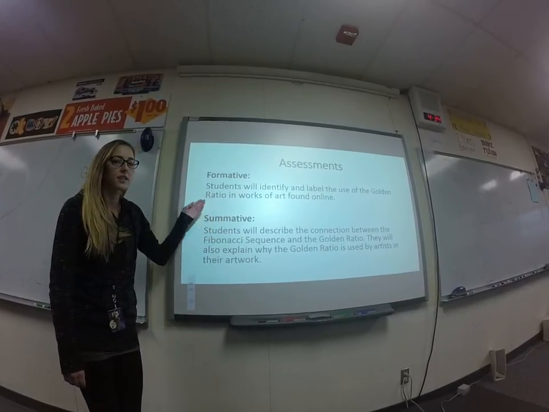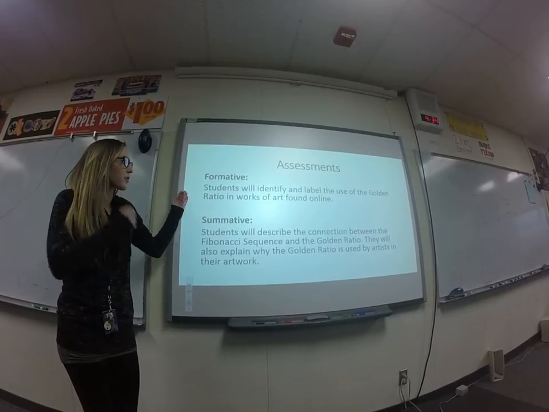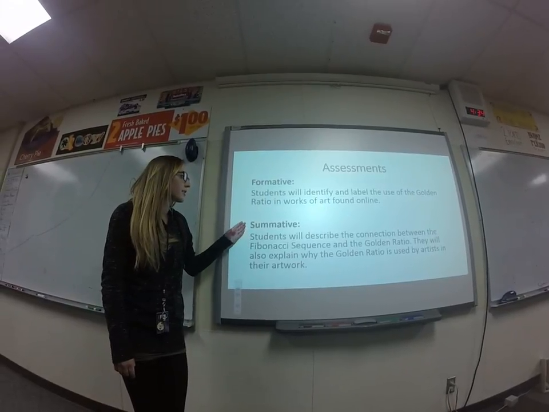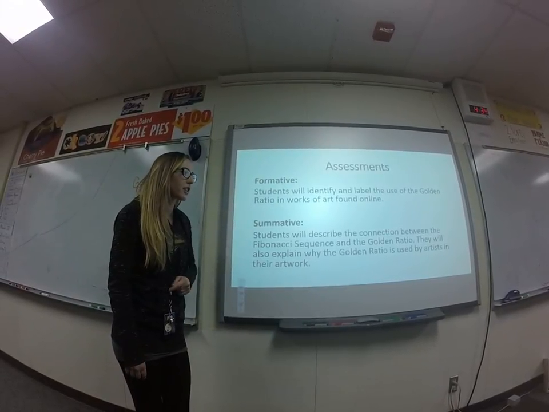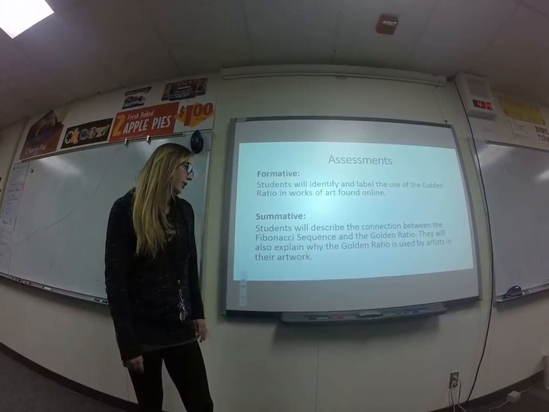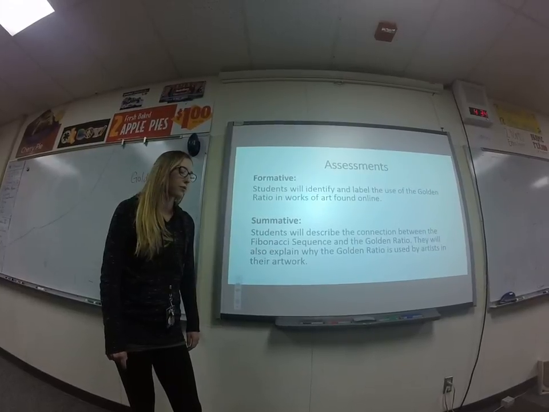The formative assessment is students will identify and label the use of golden ratio in works of art found online, and the summative is students will describe the connection between the Fibonacci sequence and the golden ratio. They will also explain why the golden ratio is used by artists in works of art.